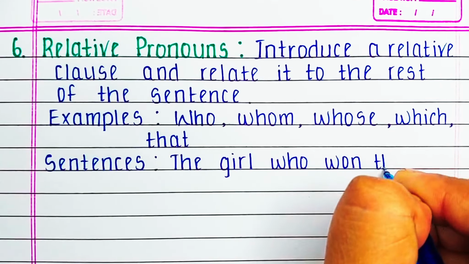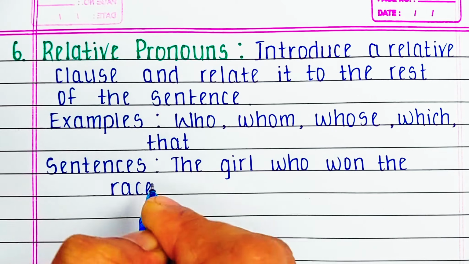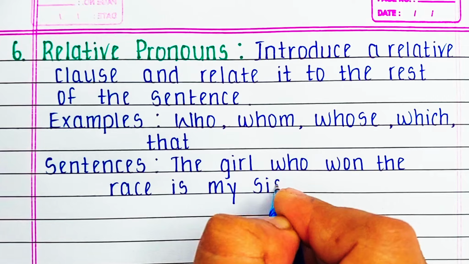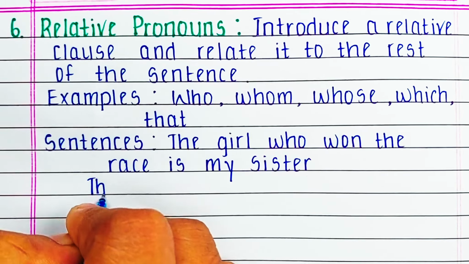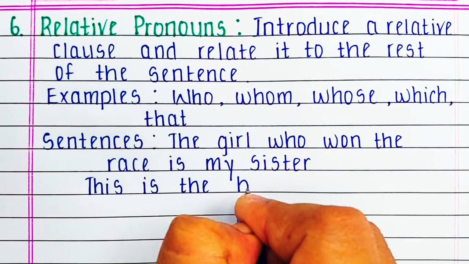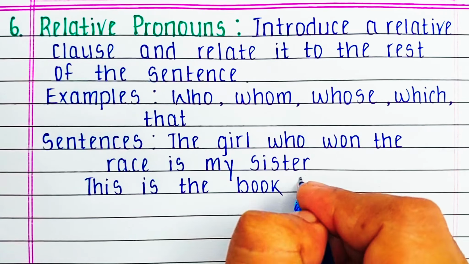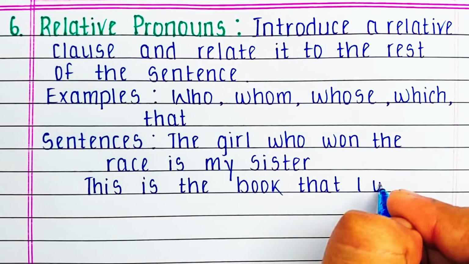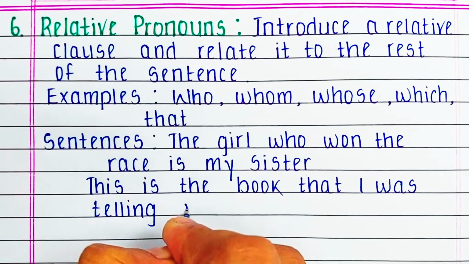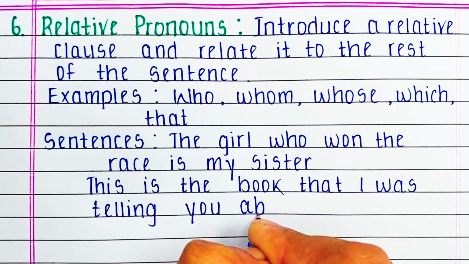Example number 1. The girl who won the race is my sister. Here, who is the relative pronoun. Example number 2. This is the book that I was telling you about. Here, that is the relative pronoun.